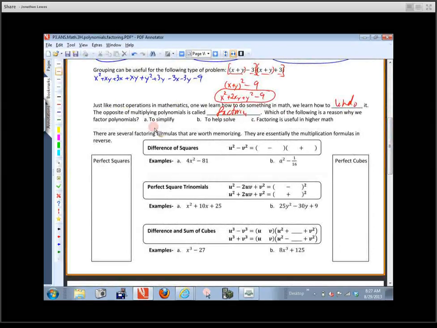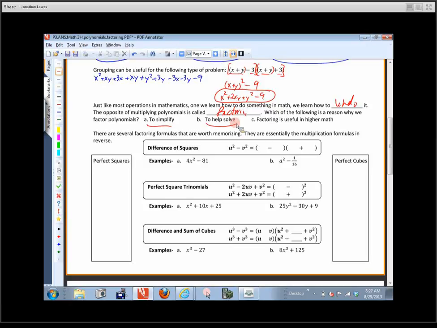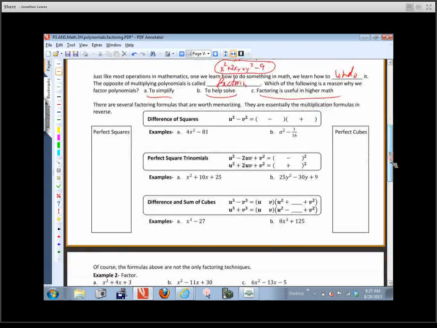Okay, so undo, it's called factoring. And here's why we'd want to learn how to factor polynomials. A lot of times it simplifies what you have to write down. Many times we're going to use it to help solve an equation or something. And a lot of times it's very useful in higher math. So there are a couple formulas that you definitely need to know. Difference of squares, perfect square trinomials, and difference and sum of cubes.